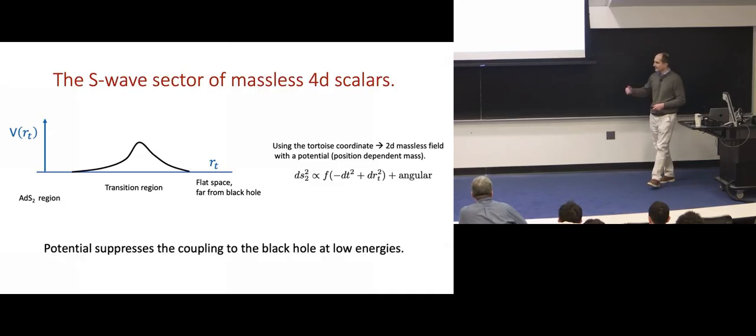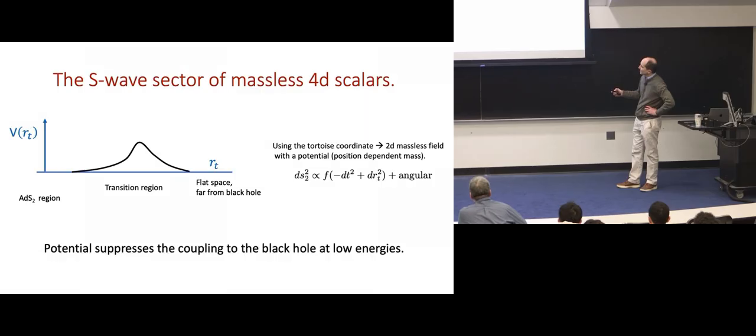However, when you go and analyze the wave equation, you find that there is some effective potential. You can choose some coordinate, sometimes called tortoise coordinates, where the metric looks flat. Then in that metric, the wave equation has some effective mass term or potential that's localized near the transition region between flat space. And this just comes from directly solving the wave equation. And what that means is that if you have a low energy wave, this low energy wave will not easily tunnel through to the interior, right? So this suppresses the coupling to the black hole at low energies.